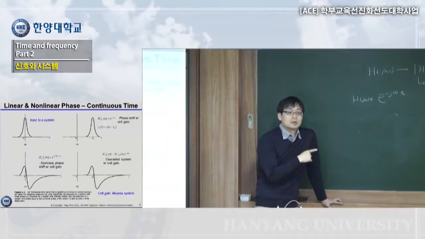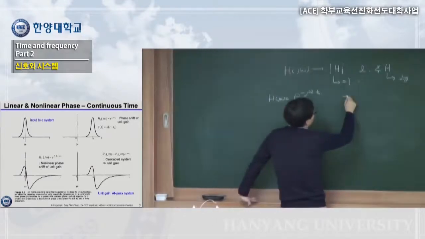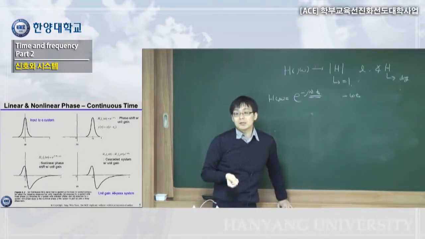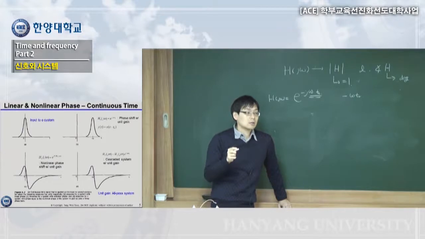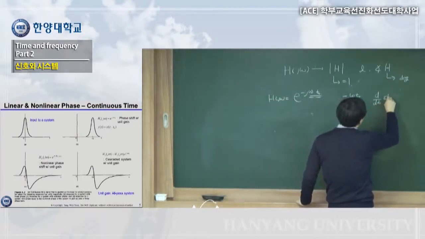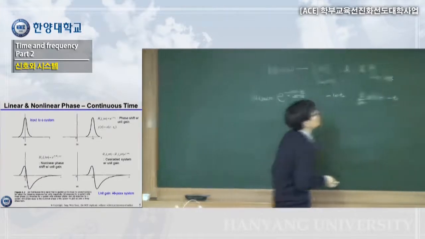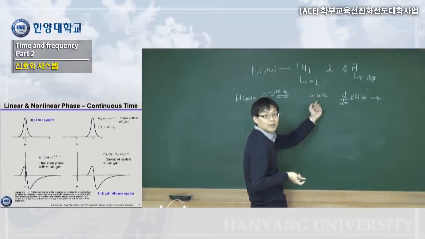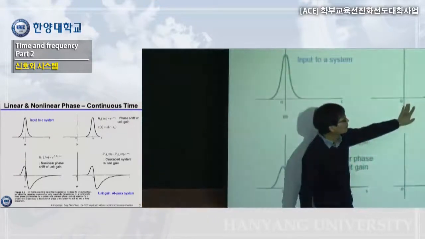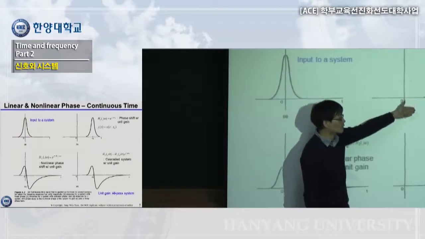What is this one's amplitude? 1. What is this one's phase? Minus omega T0. This is this one's phase. T0 is constant, right? So it's proportional to omega. So this one is a linear system, right? Linear phase. If you pass through this one, then it will look like this. And if you actually calculate them like that, it looks like this. It's calculated by our textbook.